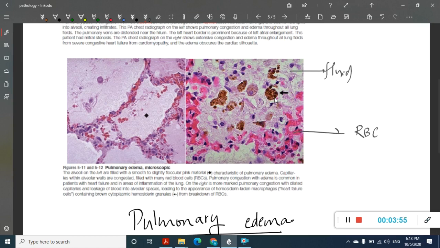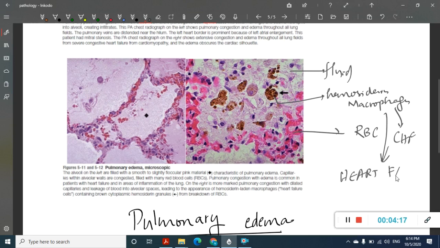And there are some cells. See these cells. What are these cells? These have brown colored granules. What are these brown colored granules? These are hemosiderin granules, and these are actually macrophages. The hemosiderin containing macrophages seen in congestive heart failure have a name given for them, that is heart failure cells. Remember, heart failure cells are not present in the heart. They are present in the lungs, and they are hemosiderin laden macrophages.